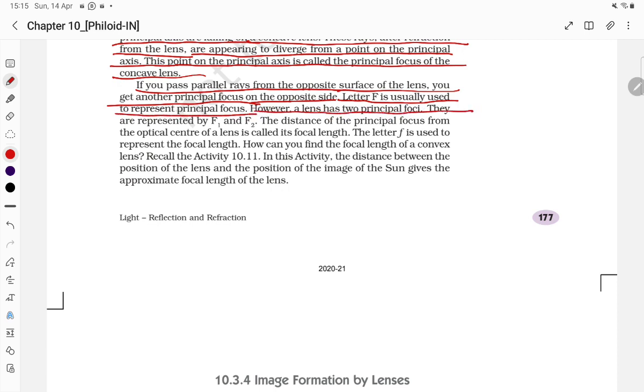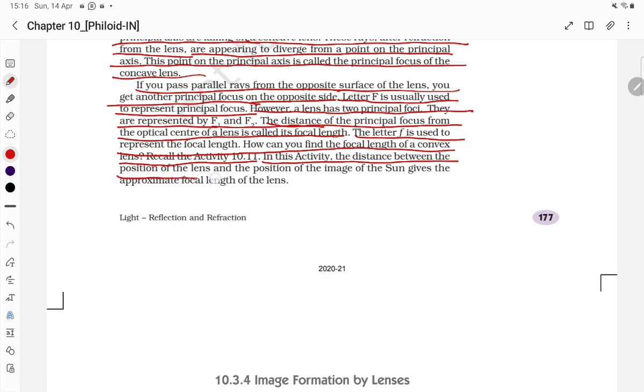However, a lens has two principal foci. They are represented as F1, F2. The distance of the principal focus from the optical center of the lens is called focal length. The letter f is used to represent the focal length. How can you find the focal length of a convex lens? Recall activity 10.11. In this activity, the distance between the position of the lens and the position of the image of the sun gives the approximate focal length.